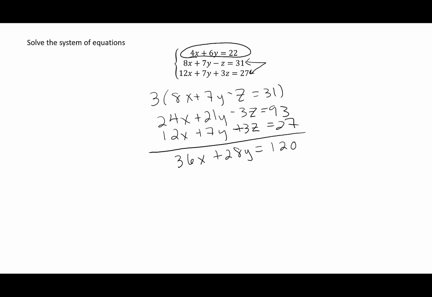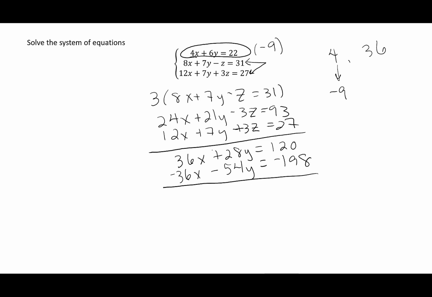I look at 4 and 36, I look at 6 and 28, and I think 4 and 36 look better because I can just multiply the 4 by negative 9 to get negative 36. So that's what I'm going to do. I'm going to multiply this whole first line by negative 9. Negative 9 times 4 is negative 36x. Negative 9 times 6 is negative 54y. And 22 times negative 9 is negative 198.